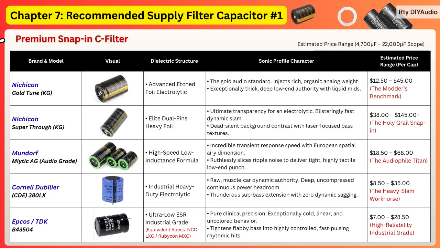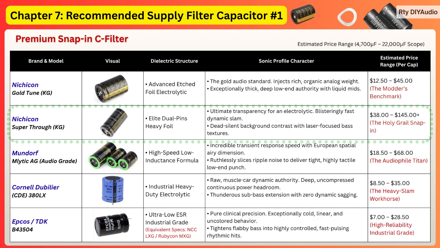Look at our selection matrix. First, the Nichicon GoldTune KG series. Serving as the gold audio standard and our reliable modders benchmark, this advanced etched foil design injects a rich, organic analog weight with an exceptionally thick, deep low-end authority and liquid mid-range presence.